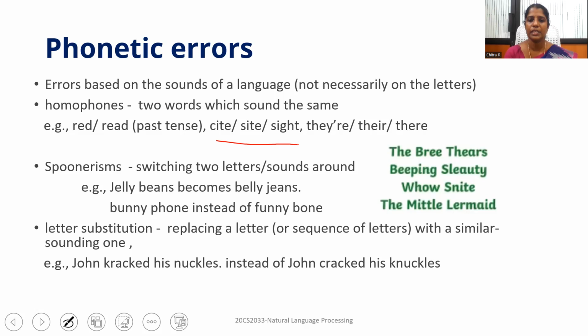And the third one is letter substitution. Letter substitution means when you pronounce a word, when you are telling some word to the word recognizer, it can be converted into a different letter. For example, consider "John cracked his knuckles". "Cracked" may sometimes be written with a K, and "knuckles" may be written as "nuckles". You may see this type of error when you are trying to play a song on YouTube or something else using your voice. This is a common error. So these all are the phonetic errors.